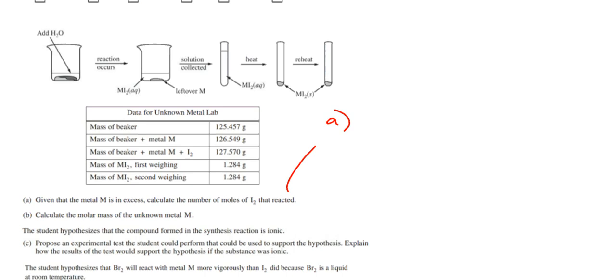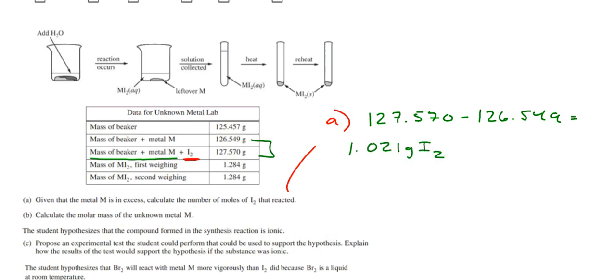When looking at lab problems, you can finish up if you're still calculating, but don't overthink things. When you want something that's in a data table, and there are other items on the data table that are part of that line, it's subtraction. I want I2. So all I need to do is subtract everything that is not I2. So I'm just going to take those two values in the beginning. I have 127.570 minus 126.549. And I get 7 grams. I can now get into moles.